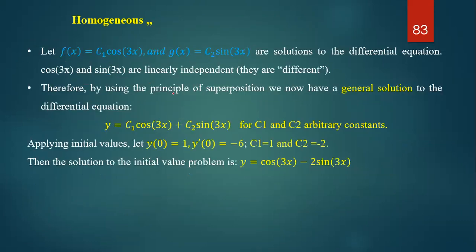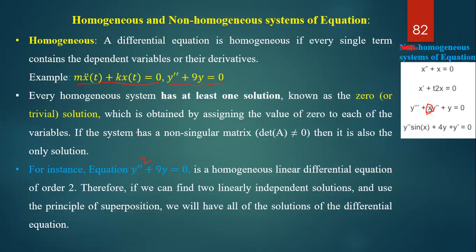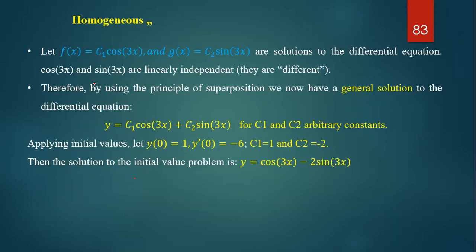So for the previous example given here, let's solve this one. f of x is equal to c1 cos 3x is one of the solutions. And then g of x is equal to c2 sin 3x is another solution.